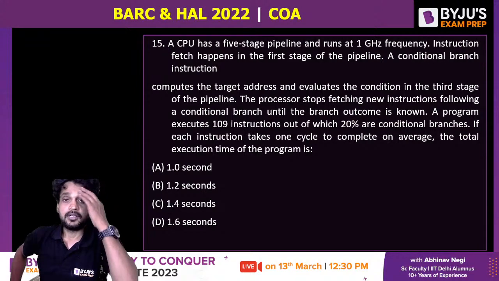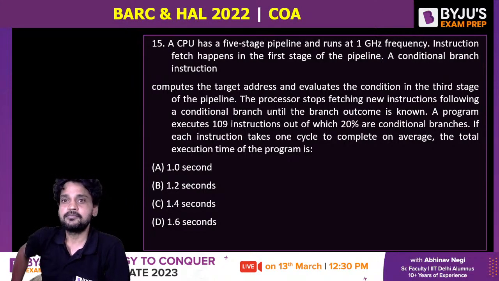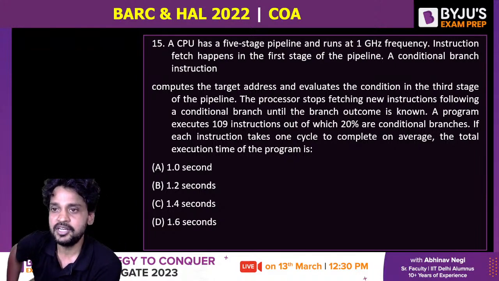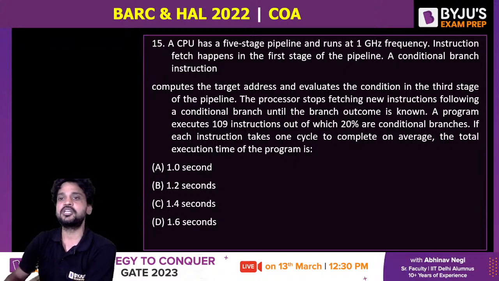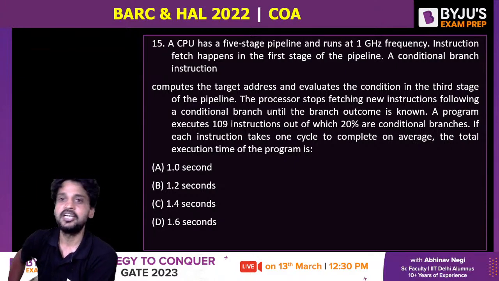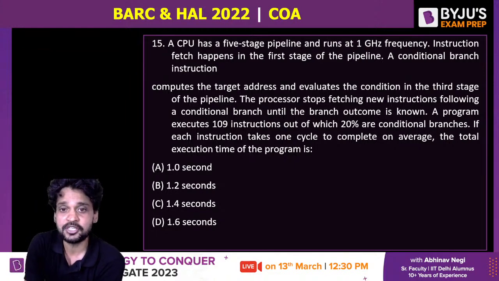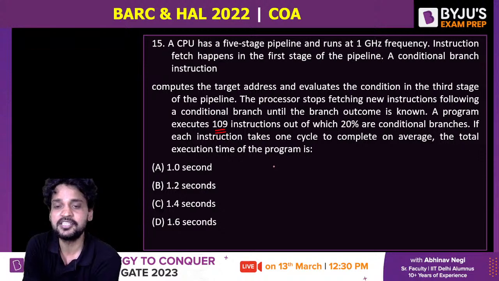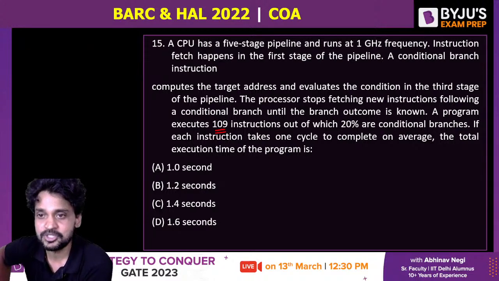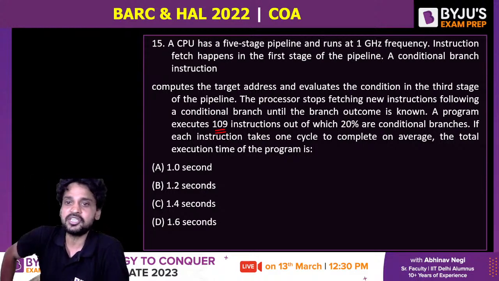A CPU has a 5-stage pipeline and runs at a 1 gigahertz frequency. A conditional branch instruction computes the target address and evaluates the condition in the third stage of the pipeline. The processor stops fetching new instructions following a conditional branch until the branch outcome is known. The program executes 10 power 9 instructions, out of which 20% are conditional branches.